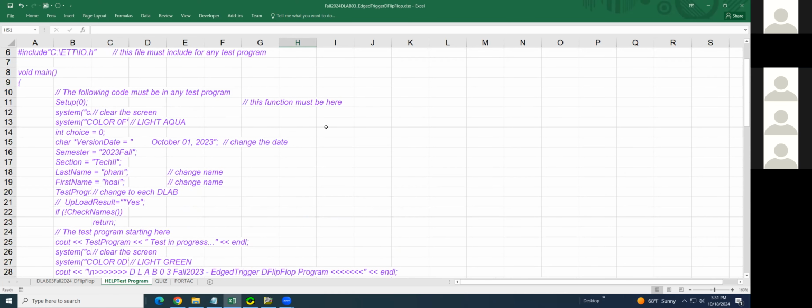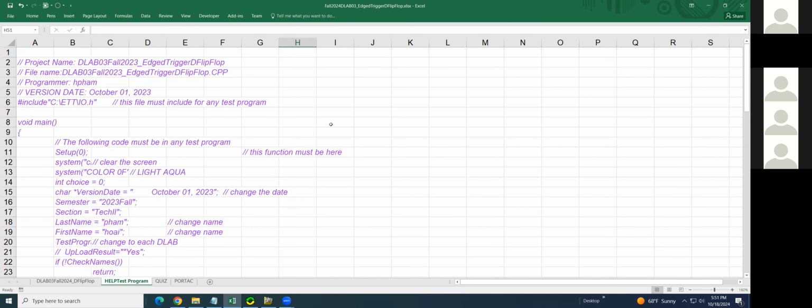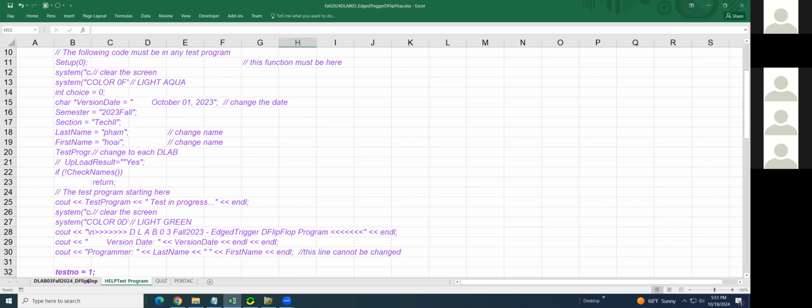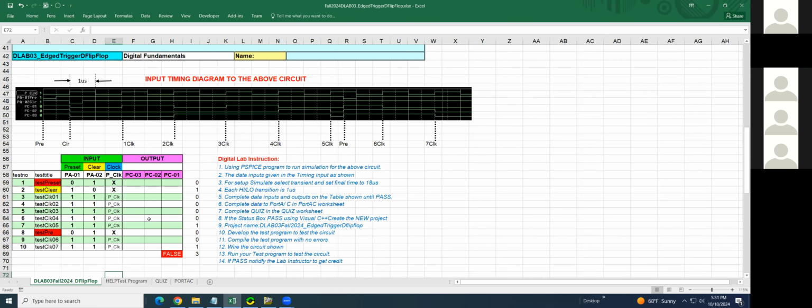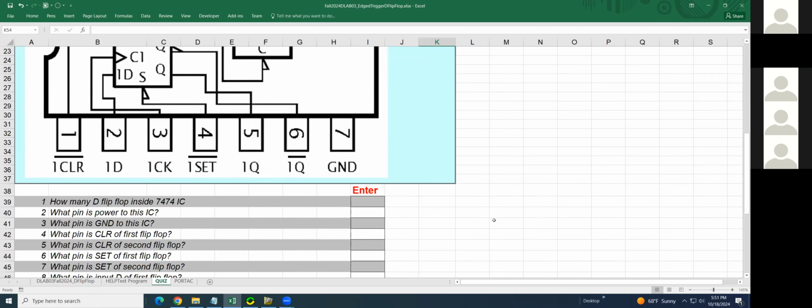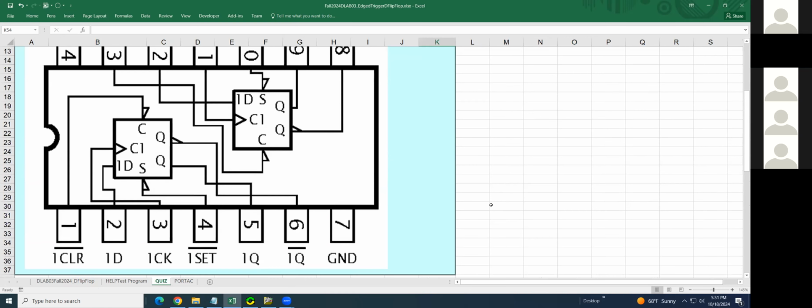After you develop your project, copy that into your project and edit, depending on whatever happened here. And now the quiz they've given you.